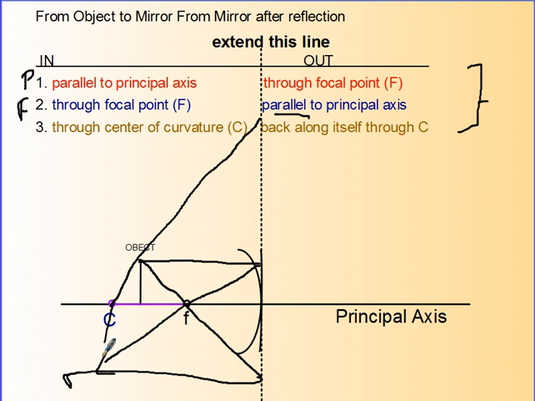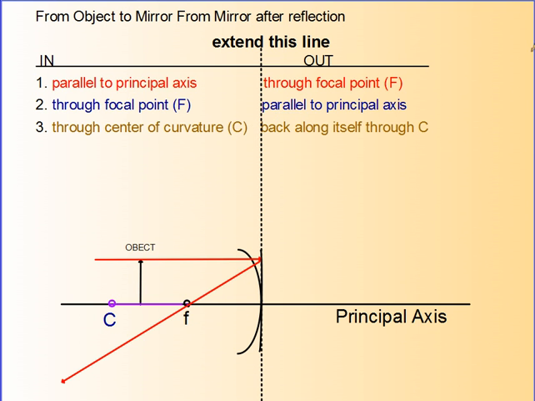Now, these aren't so easy to see, so let's do some with rays. In parallel, it hits the back of the mirror, always draw on the back of your mirror, and it's going to bounce off through the focus. In parallel, out through the focus. The second one, you start at the top of the object and you go through the focus until you hit the back of the mirror, and then you're going to bounce off parallel. So this one's in through the focus, out parallel.